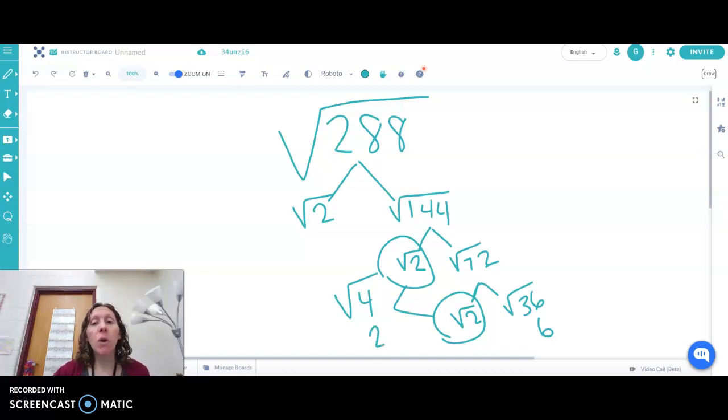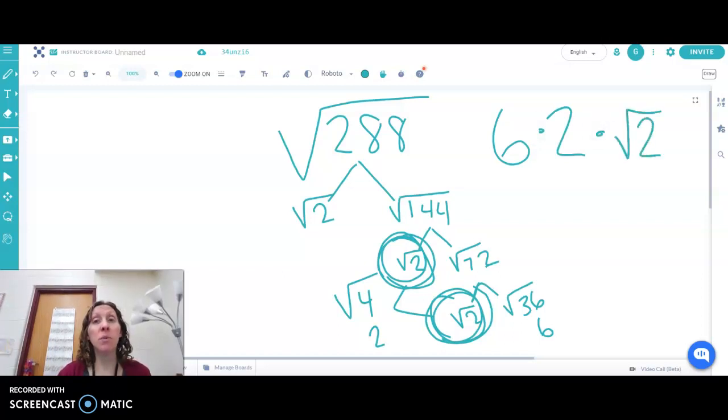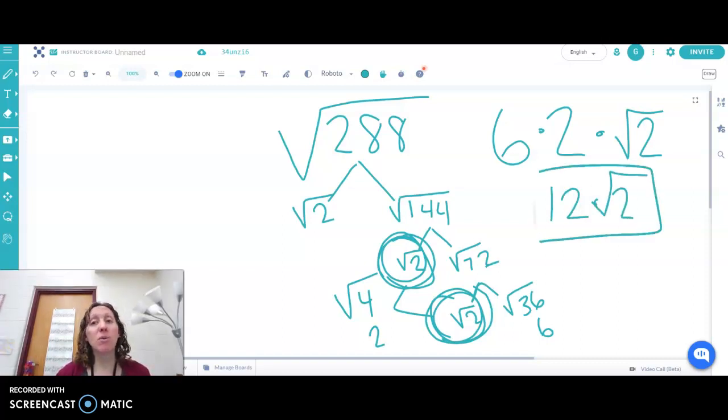So basically, if you have 2 of the same thing, it would be that number under the radical. So that's where the 2 comes from. And then we have the extra 2 here. So we have 6 and a 2 and a square root of 2, making that final answer 12. Oops, I don't really need that times symbol there. 12 square roots of 2.